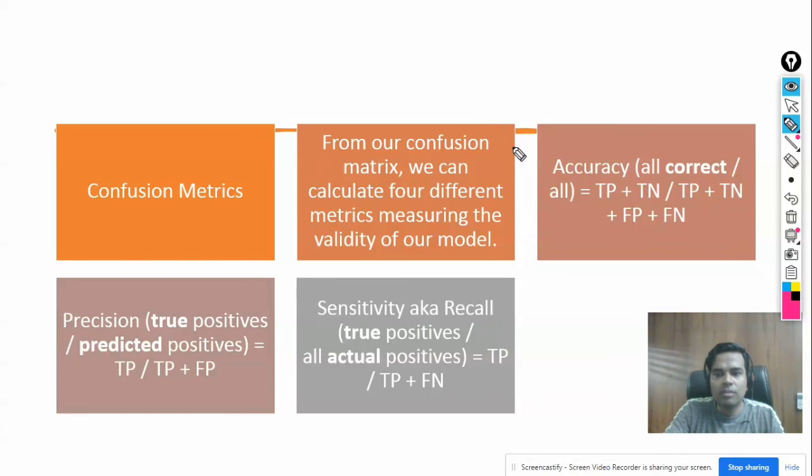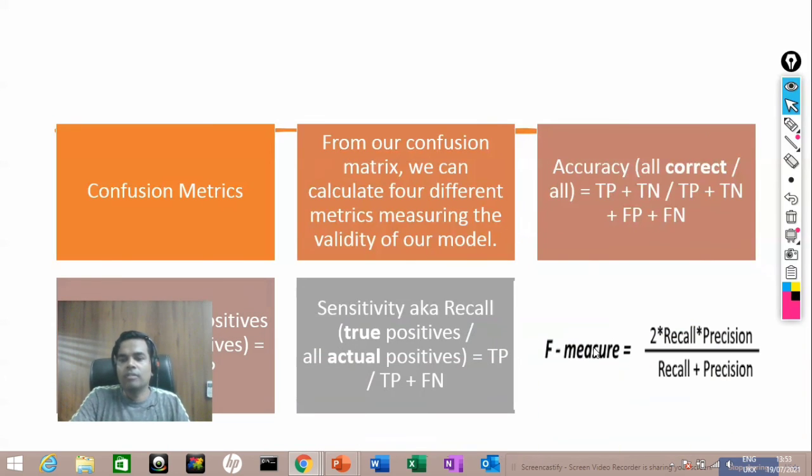Another parameter is called the F1 score, or F measure. The F1 score is basically a balance between precision and recall. It is a harmonic mean, and it tells the balance between precision and recall. If precision increases, recall will decrease, or if recall increases, precision will decrease. So what is the exact balance between precision and recall? That is called the F1 score. So I hope you understood all the parameters: accuracy, precision, recall, and F1 score. Thank you very much.